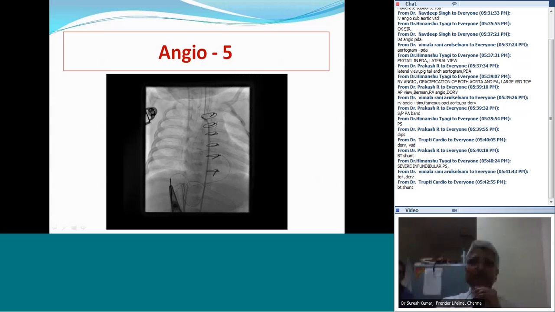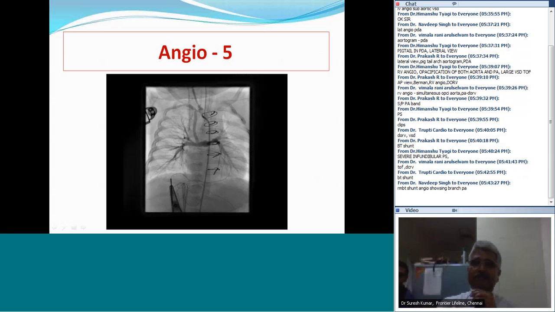You should have said modified BT shunt. BT shunt means that it is a direct or a classical BT shunt. So when you are seeing this, be more specific, say a right modified BT shunt, and beyond the BT shunt, what you see also you should describe. Yes, Navadeep, good. You can go one step further and make a further comment on those branch PAs.